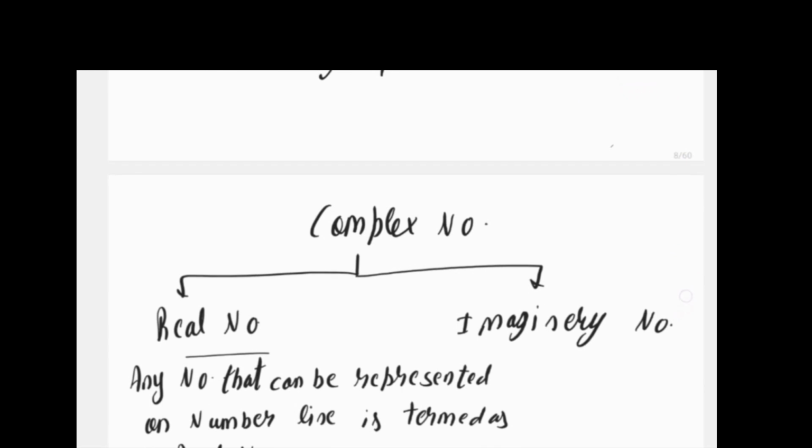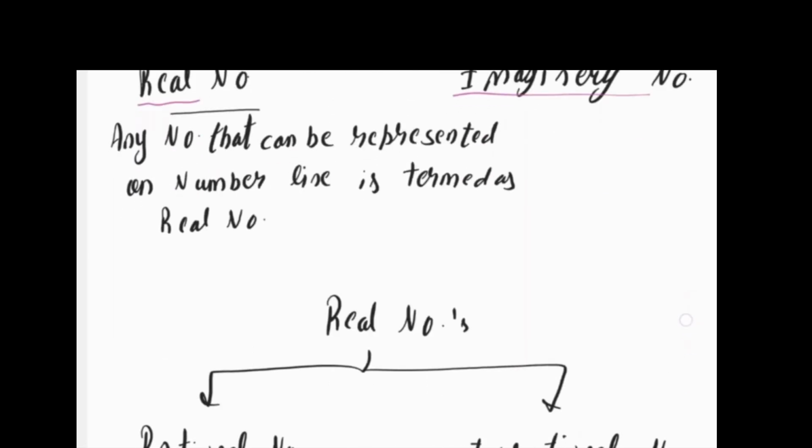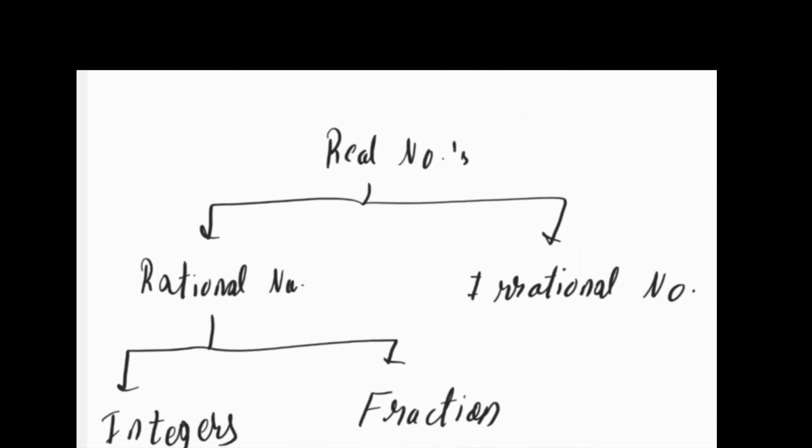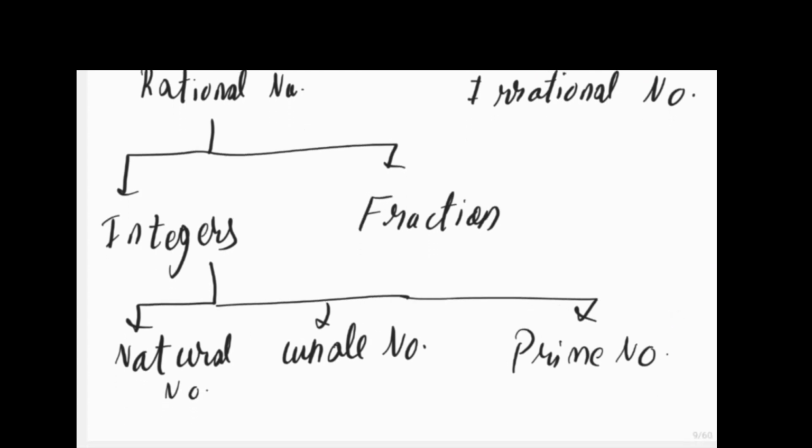Now complex numbers have two parts: one is the real number and the other is the imaginary number. Now what are real numbers? Any number which can be represented on the number line is termed as a real number. Real numbers are further classified into two types, rational numbers and irrational numbers. Rational numbers are further divided into two types, integers and fractions. And integers are further divided into three types, natural numbers, whole numbers and prime numbers.